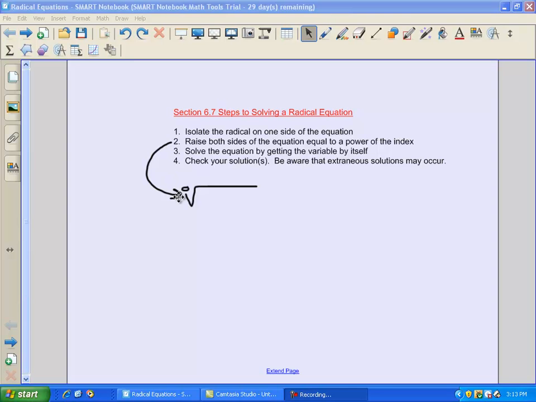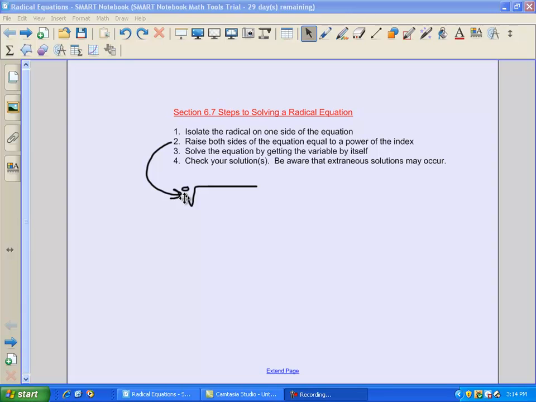You notice down here, if we remember what a radical looks like, the index is the little number that occurs where the circle is, and the idea there being if it's a square root, it's inherently going to be a 2. If it's a cube root, it's going to be a 3. A fourth root, it's going to be a 4, so forth and so on. That's the power that we want to raise both sides of the equation to.